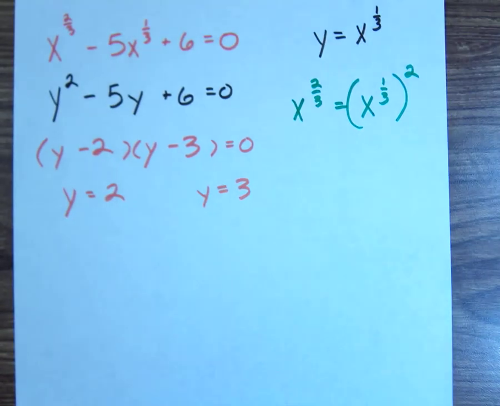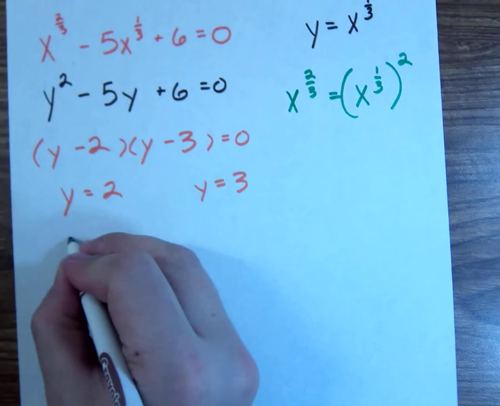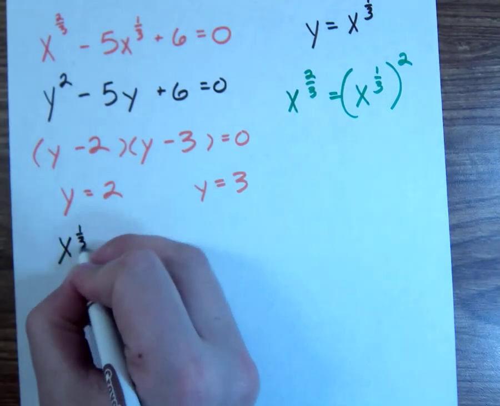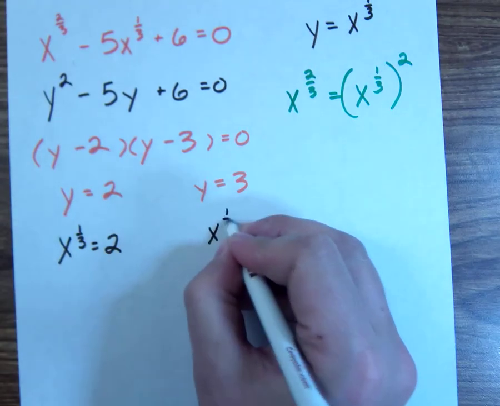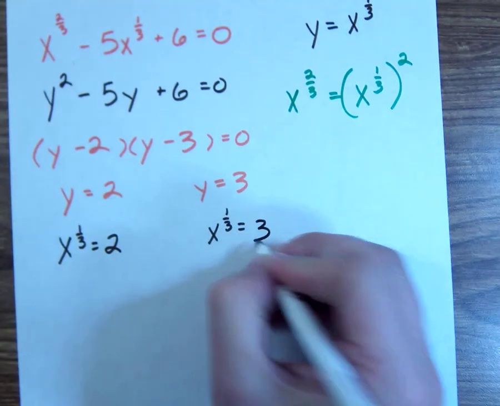But remember, that's not really a y. It's really x to the 1/3. So x to the 1/3 power equals 2, and x to the 1/3 power equals 3.